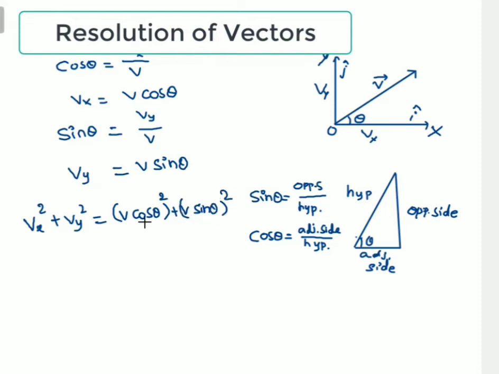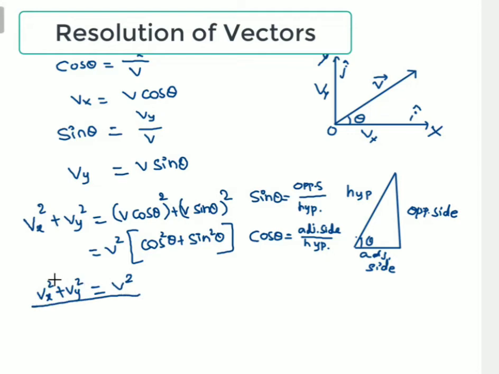plus V sin theta whole square, right? If we simplify this, V square can be taken out common and we can write cos square theta plus sin square theta. Now sin square theta plus cos square theta is 1, so V square into 1 becomes V square. So finally we end up with the relation Vx square plus Vy square is equal to V square. This relation can be used in problems now.